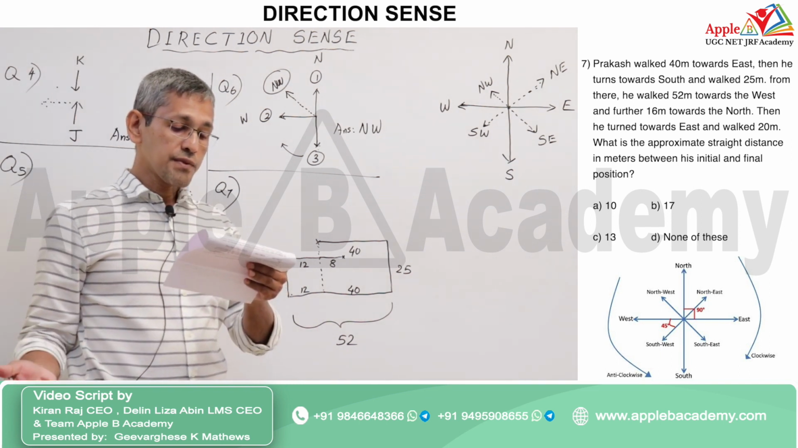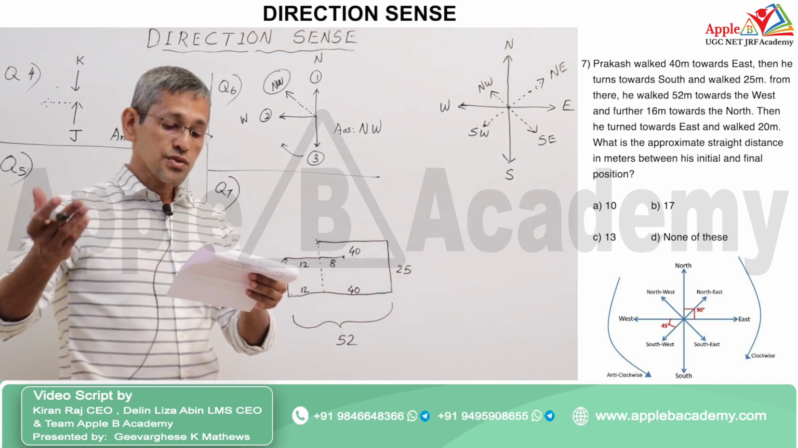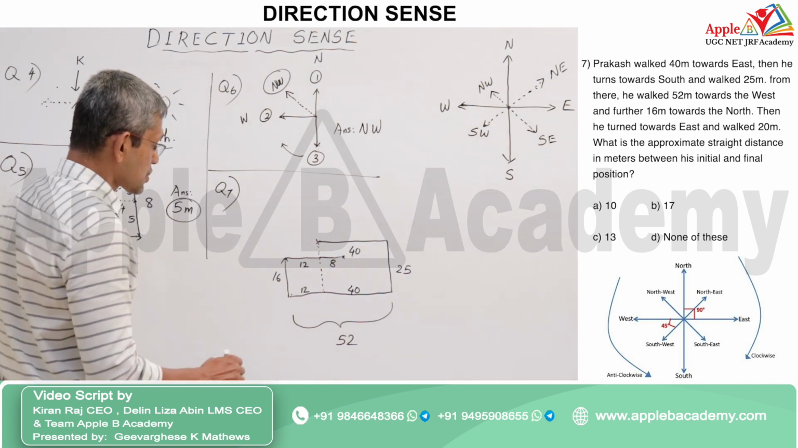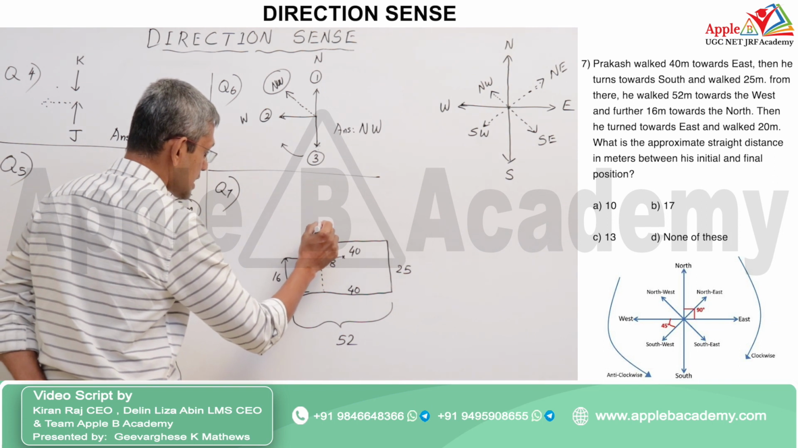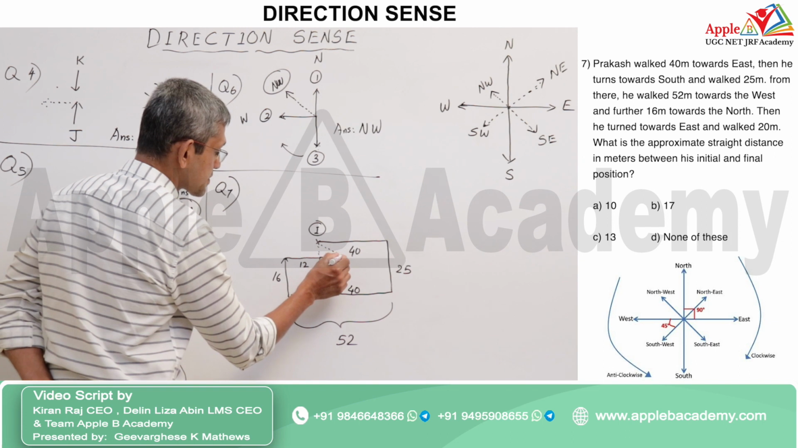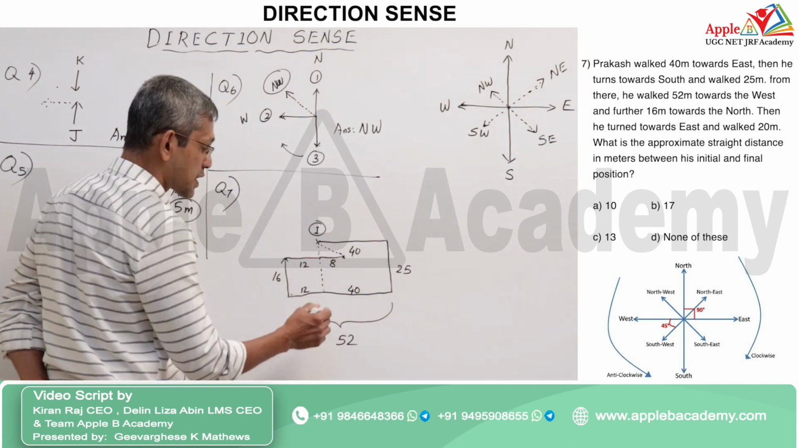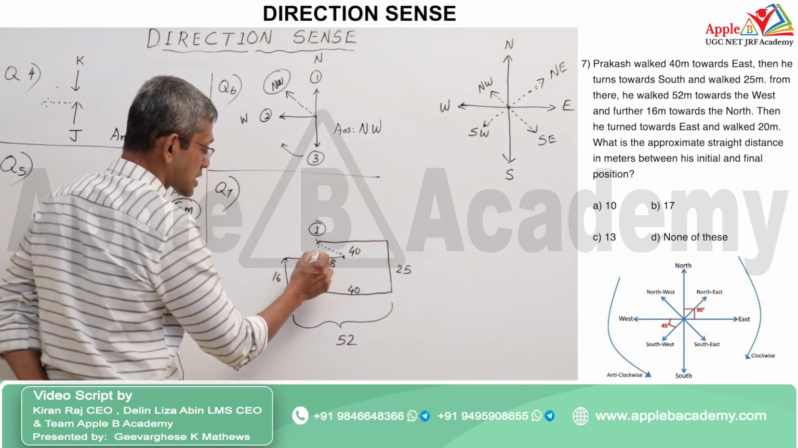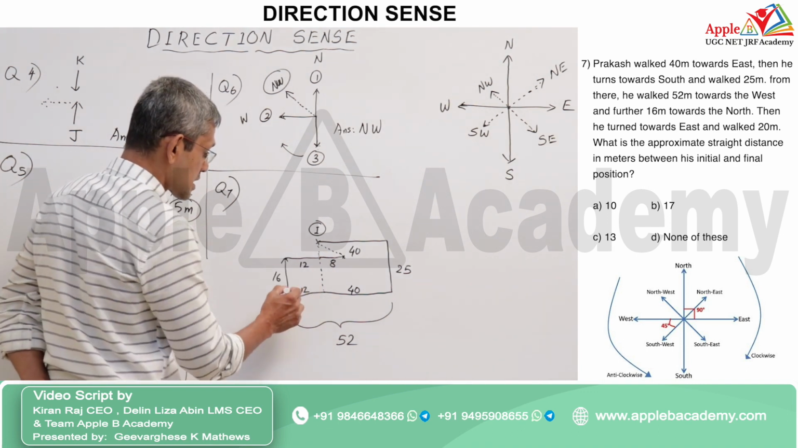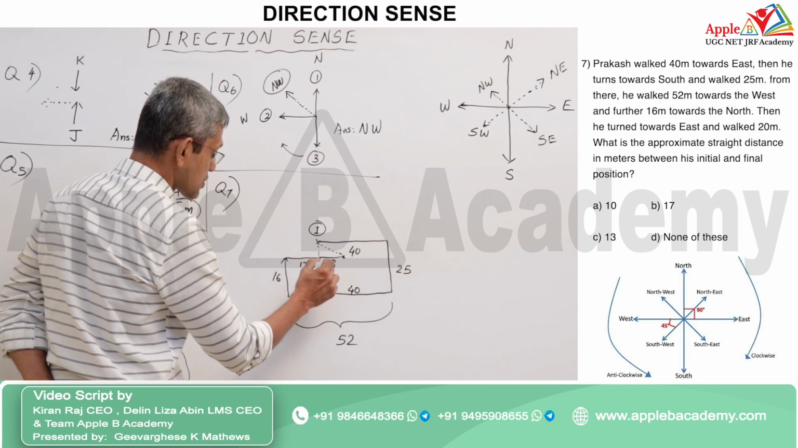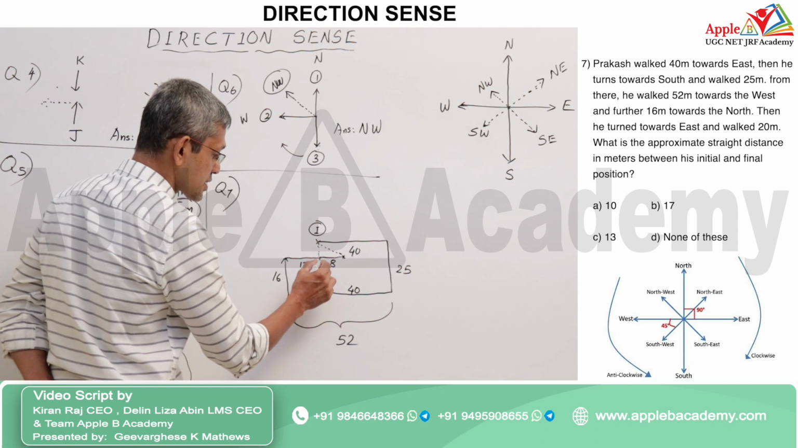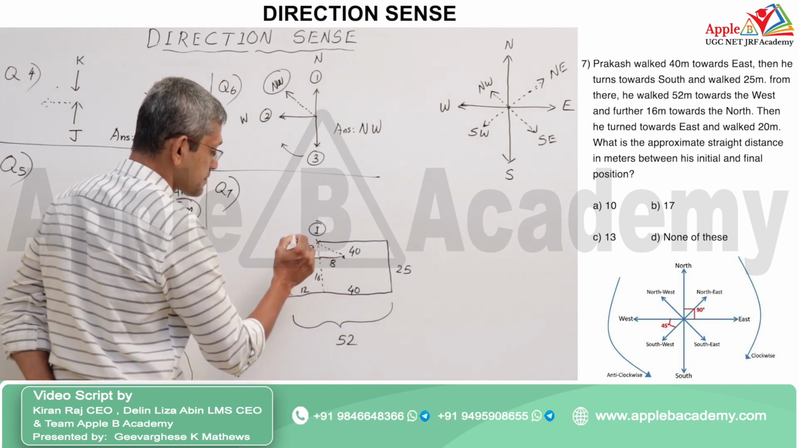Okay, so if that is the case, what is the straight distance in meters between his initial and final position? This is the initial position, and this is the final position. So what is the straight line distance in meters? What we know, the base is 8, and what is this height? How do we find it? This part is 16. This total must be 25. So this is 16, balance must be 9.